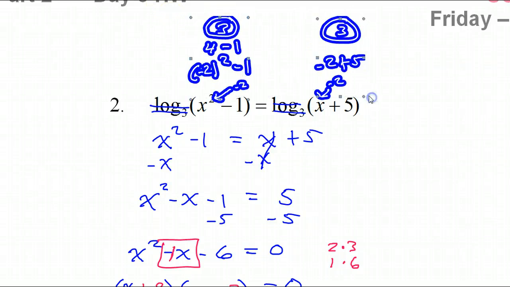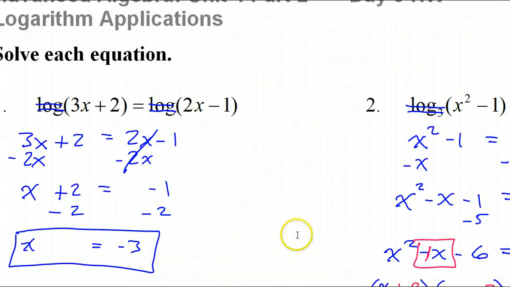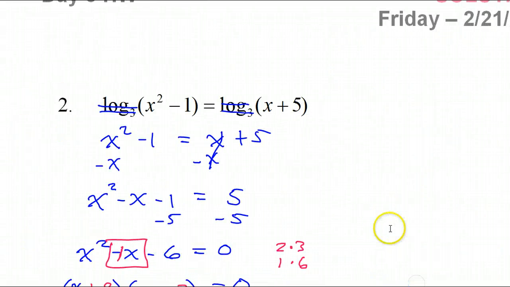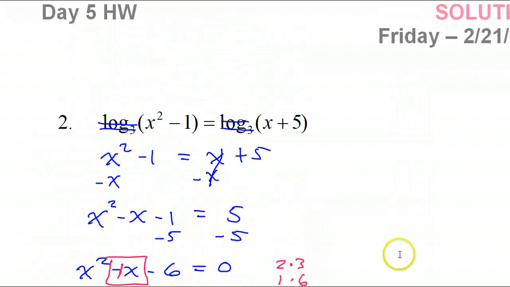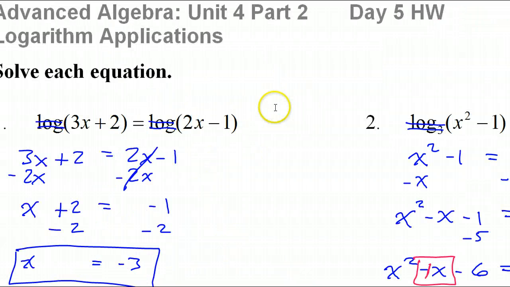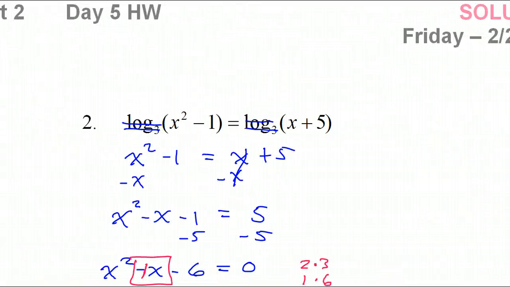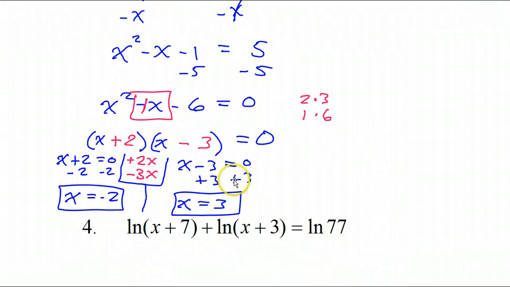Let's check the other one just to be on the safe side. The other solution was 3. If I put in 3, that 3 squared is 9, so 9 minus 1, that's 8. If I put in 3 right here, 3 plus 5, that's 8. So that's, of course, totally fine. So we just have 2 solutions this time, which happens. So we keep them both.